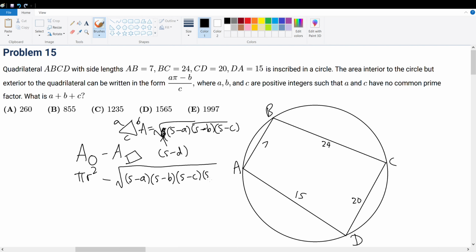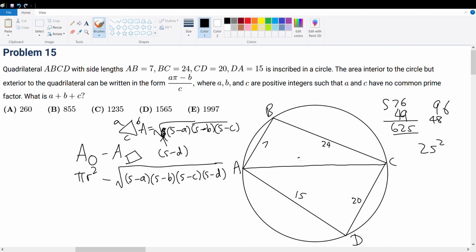Now I just need to find the area of the circle. But how do I do that? Well, I always want to look for diameters. What is one possible diameter I can make? I can make AC. But what is something special about AC? We have 7 and 24. If we take the squares, that's 49 plus 576, which is 625, and that is 25 squared. So this has to be 25.